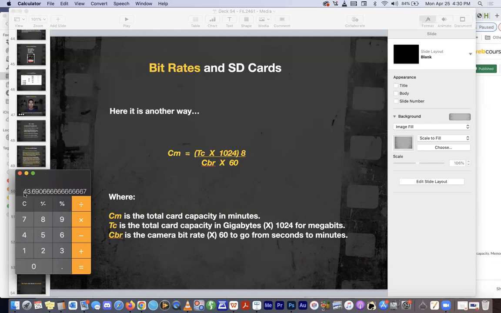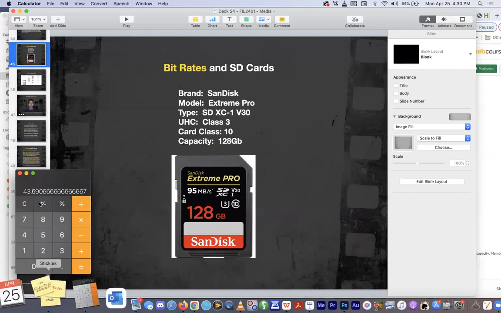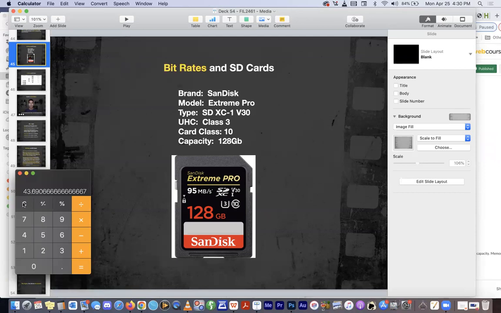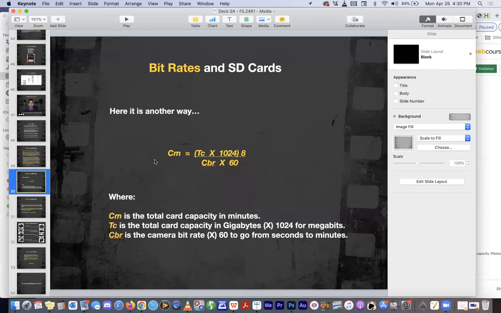is going to give us a total recording time on that card of 43.7 minutes on a card like this, if it was a V60 card. Okay, 128 gigs will give us basically that much, 43.7 minutes, okay, in 4K. That's how this formula works, okay?